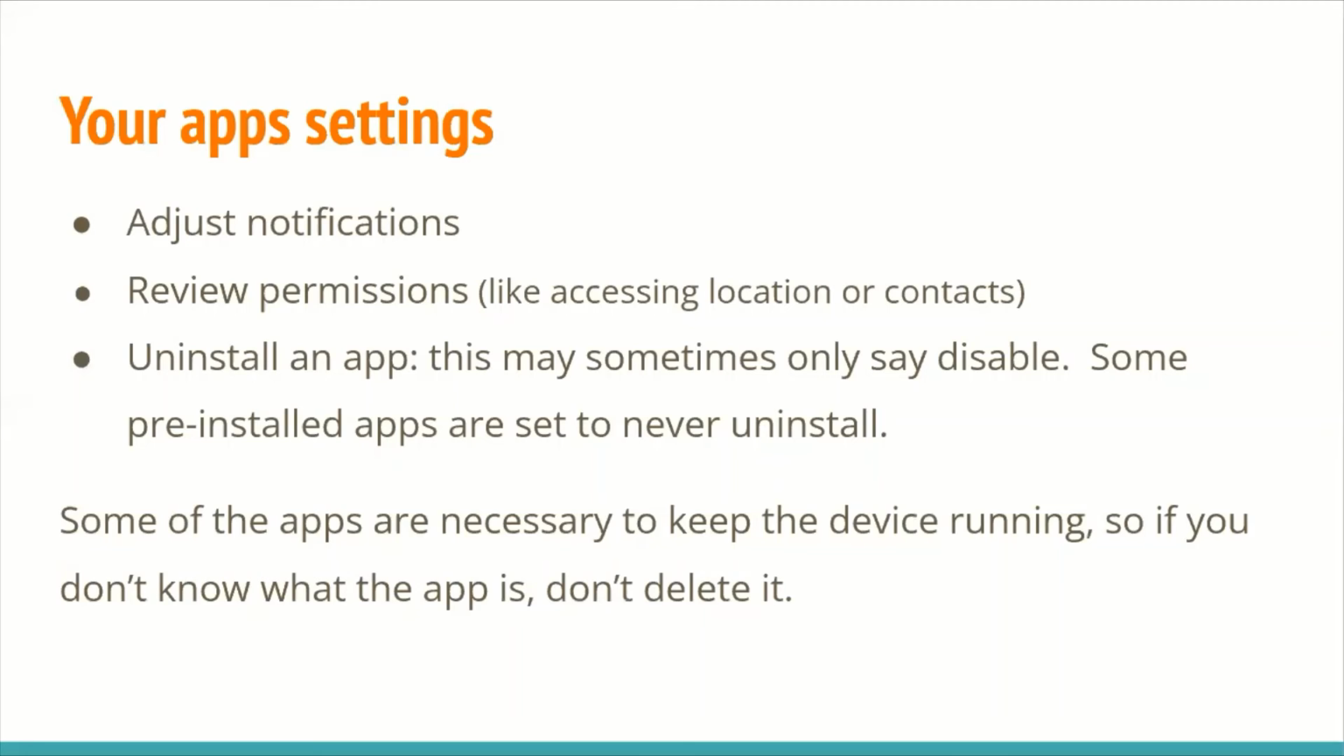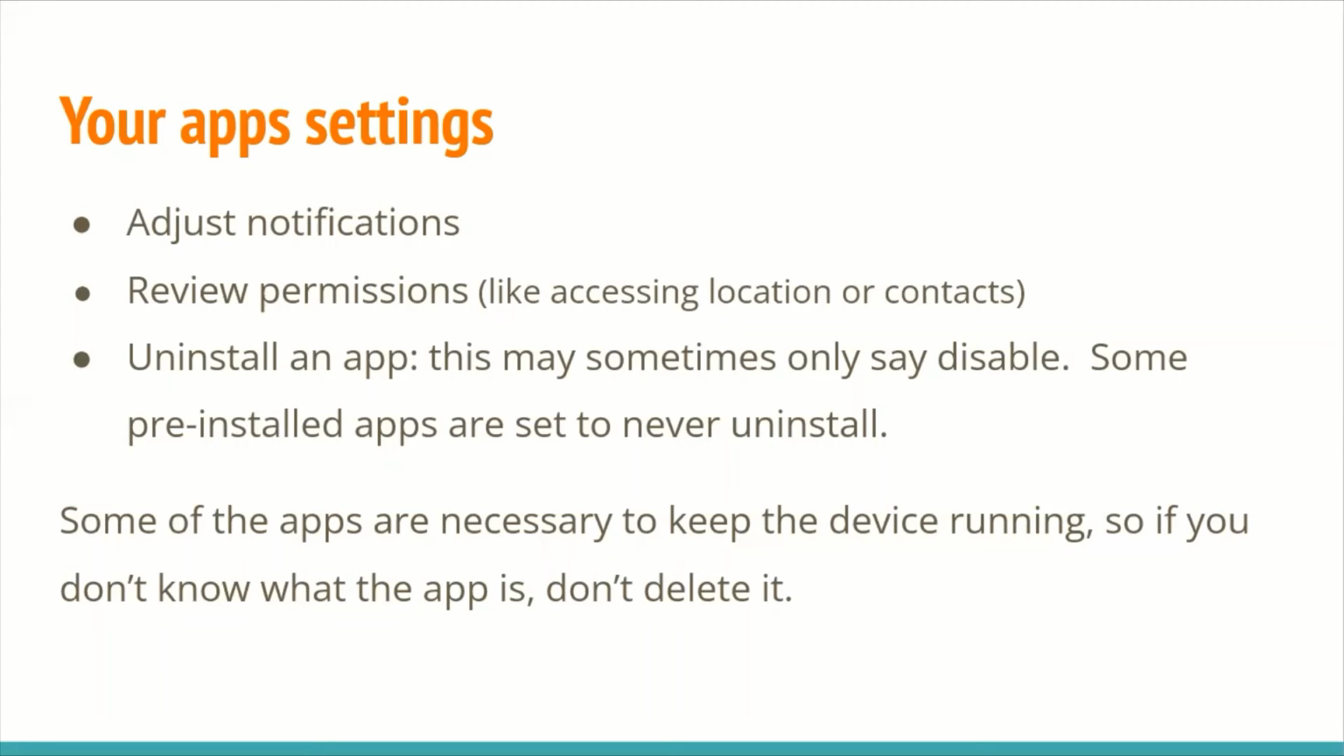You can usually review permissions here. Sometimes an app will ask you to access your location or your contacts or your camera. And if you want to go in and check that, you can do that here. It's usually not a big deal. Sometimes I turn off location and then end up turning it back on later. So you can go in and change your mind here.